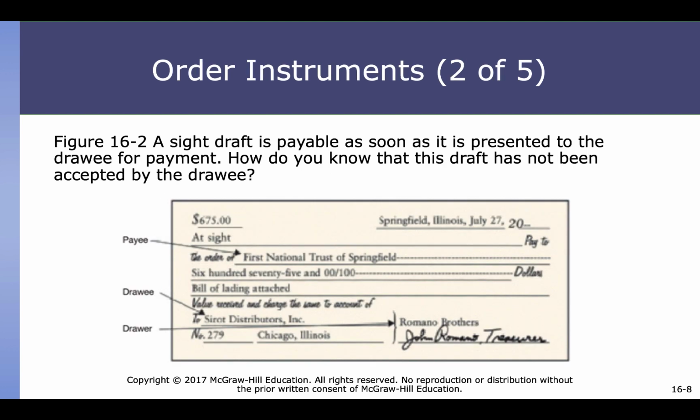All right, so here this is kind of blurry, but here we have a sight draft, and the payee is First National Trust of Springfield, so they're the ones getting paid. The drawee is Ciro Distributors, so that's the person making the payment, and the drawer, the person making the draft, is John Romero.